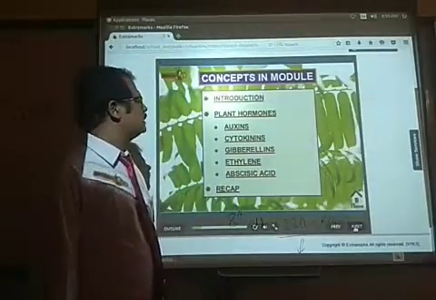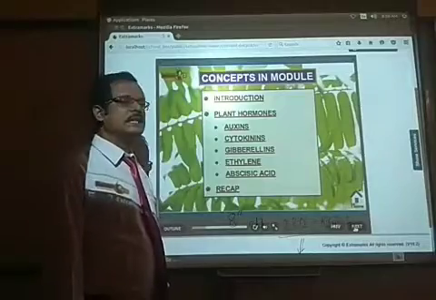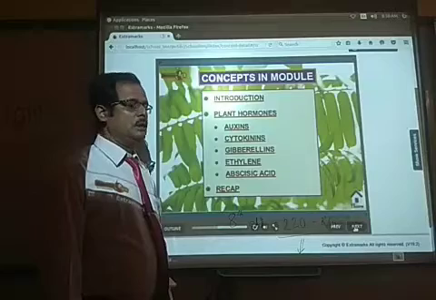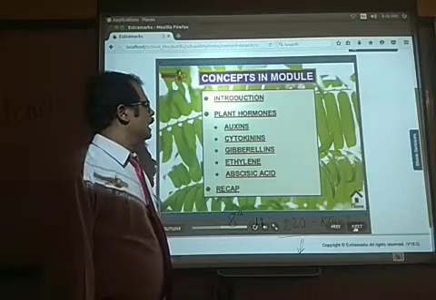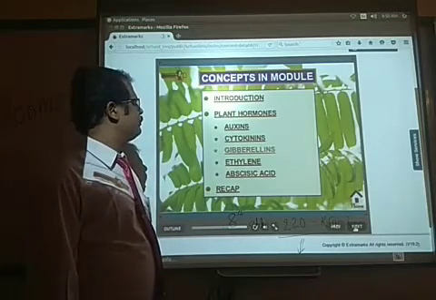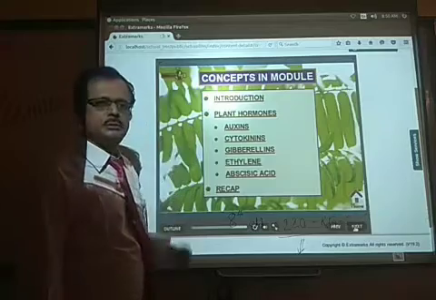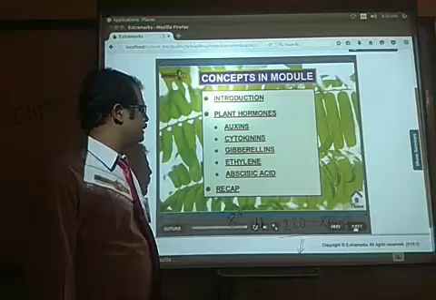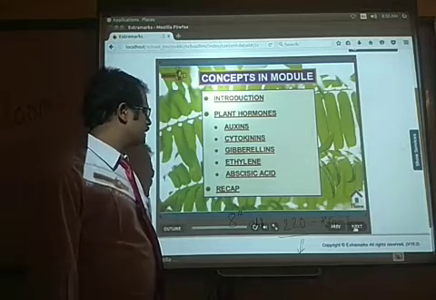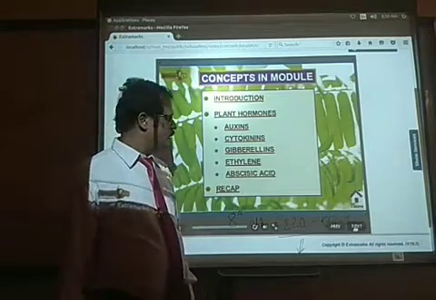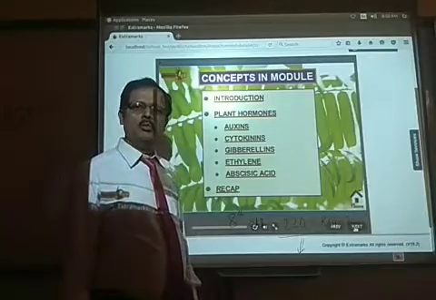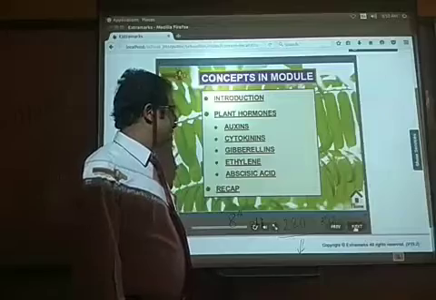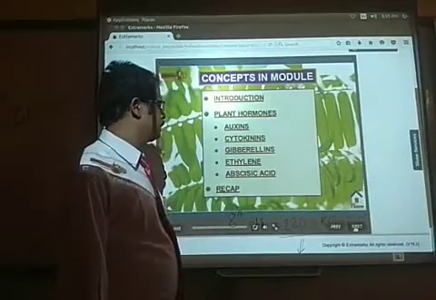First, there are various types of hormones present in plants. They help in the movement of different parts of the plants. As an introduction, we should know about plant hormones: auxin, cytokinin, gibberellin, ethylene and abscisic acid. All are present and they play an important role in movement in plants. After that, we will study them one by one.